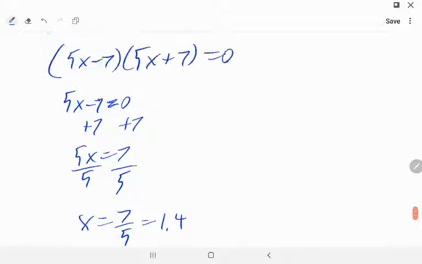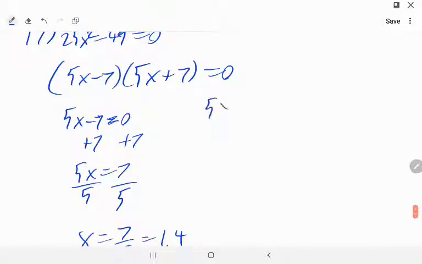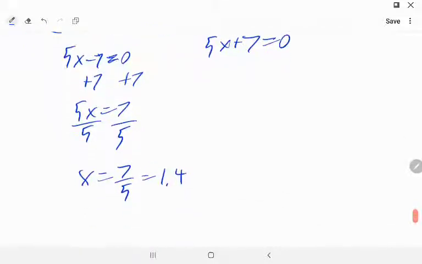And then we notice that we could go back and do the same thing for 5x plus 7, but we're just going to wind up getting negative 1.4. It'll just be the opposite. And that's pretty much inherent to difference of squares, whether you have the positive version or the negative version.